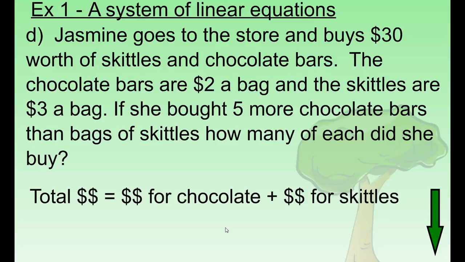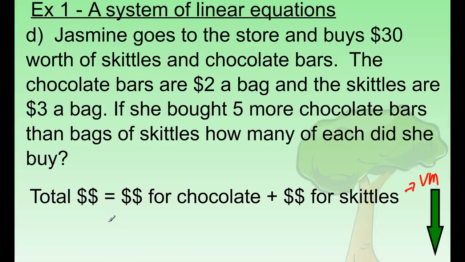So what we have to do is, from this word problem, pick out 2 statements that we know are true. For example, the first one I have here says the total amount of money she spends is equal to the amount of money she spends on chocolate and the amount of money she spends on Skittles. Makes sense, right? So let's throw some numbers in that place. So this would be our verbal model.